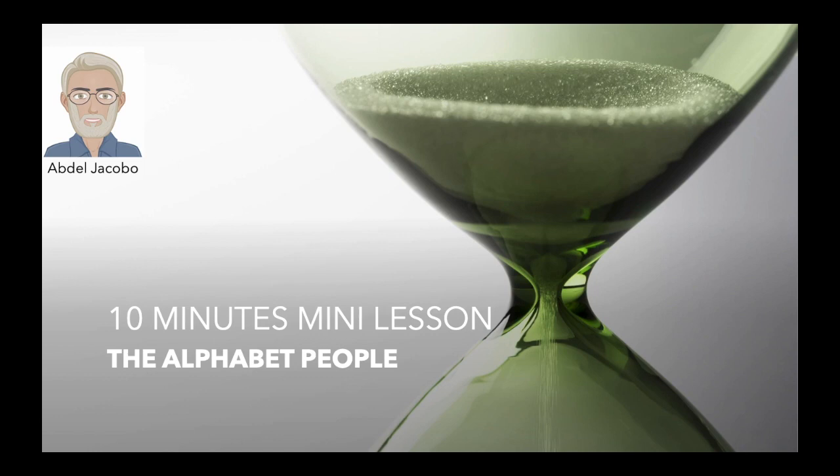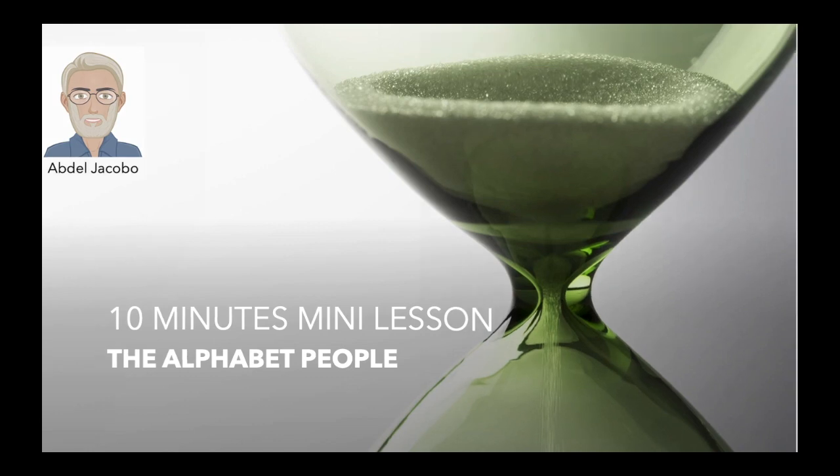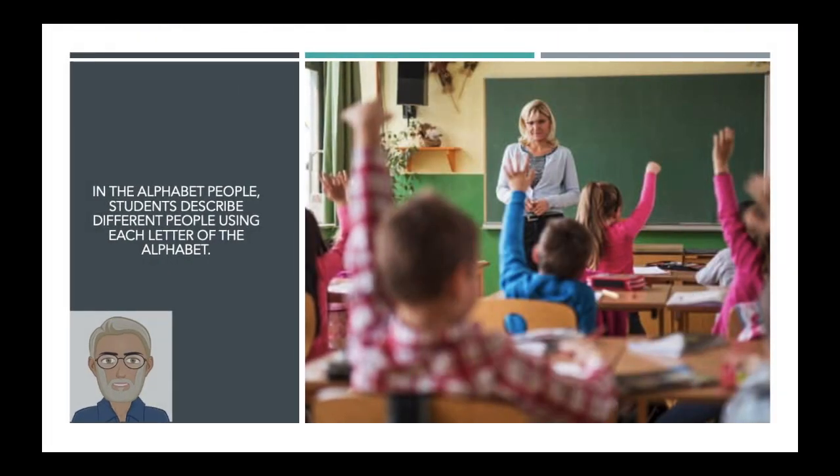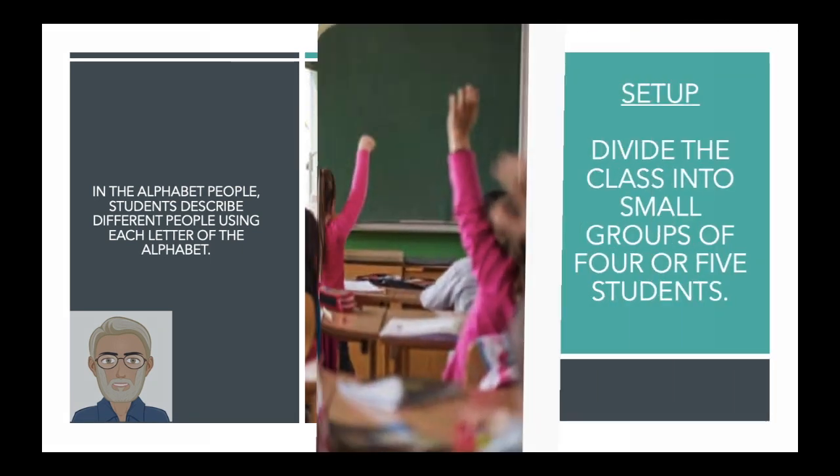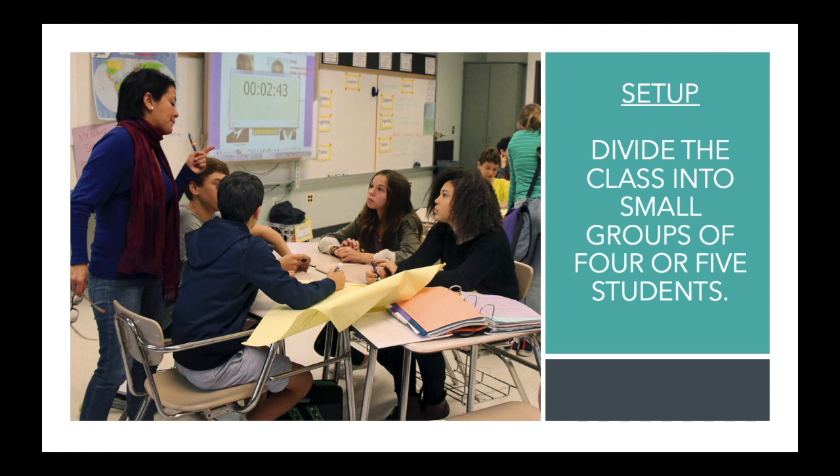Today we're going to learn the alphabet people activity. In the alphabet people, students describe different people using each letter of the alphabet. What you have to do is divide the class into small groups of 4 or 5 students. It works perfectly for kids, but also it can be used with adults and teenagers at a beginner level.